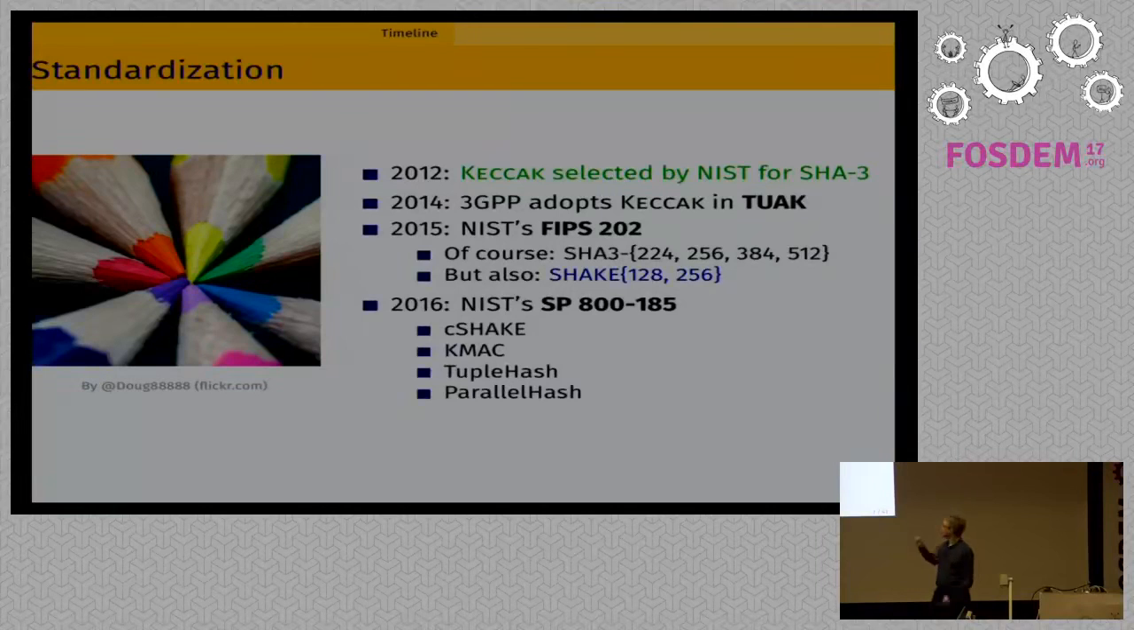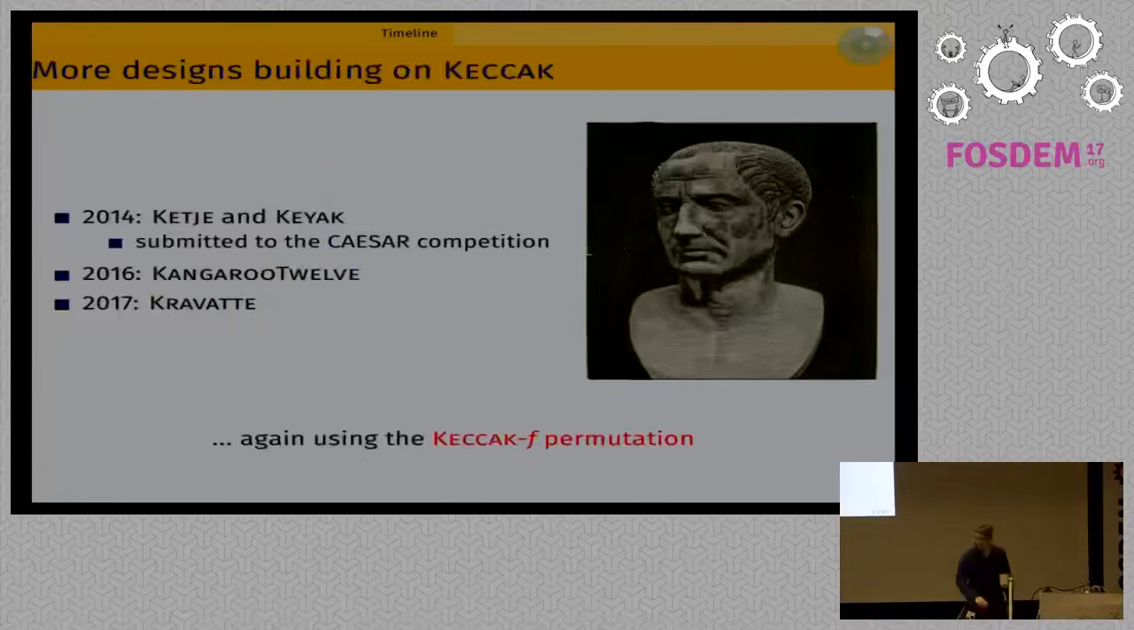In the meantime, before it was standardized by NIST, the 3GPP consortium published a new standard called TUAK, making use of Keccak internally for application in SIM cards. And then more recently, in December last year, NIST published some new functions based on Keccak in the special publication 800-185.